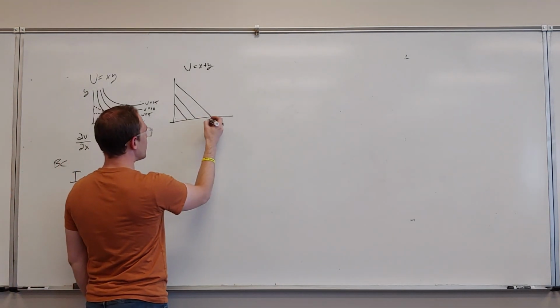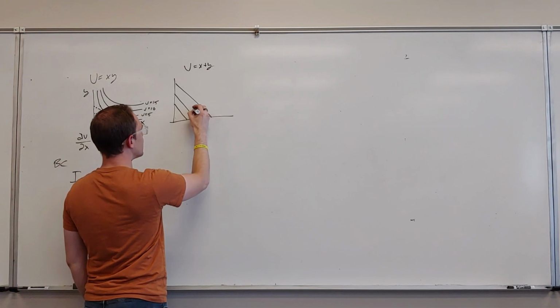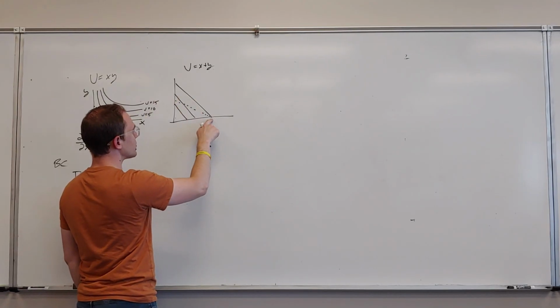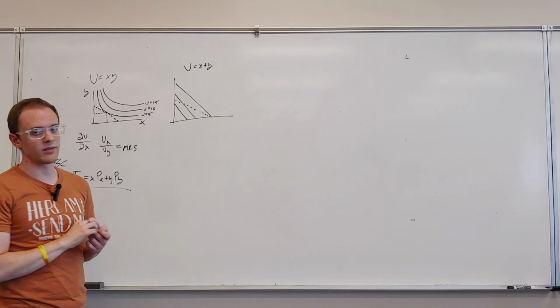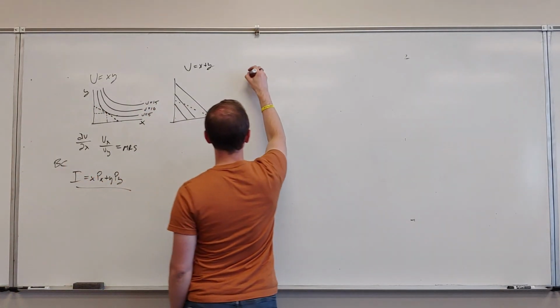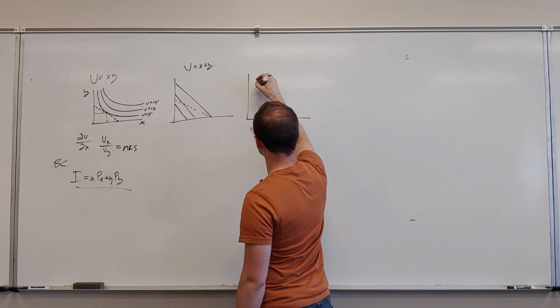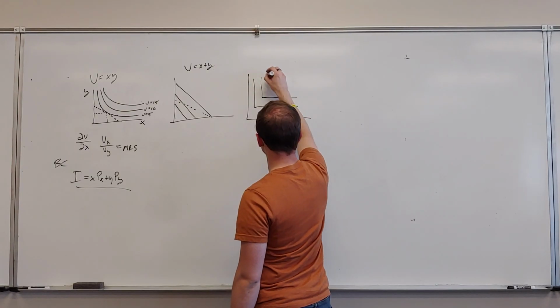A budget constraint over here would look kind of more like this, right? And the highest indifference curve would be at some corner. You would hit some corner of that indifference curve, and so you would go for all of one. That's perfect substitutes. Perfect complements would look like this.